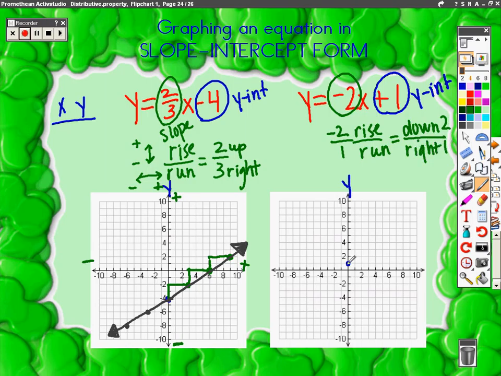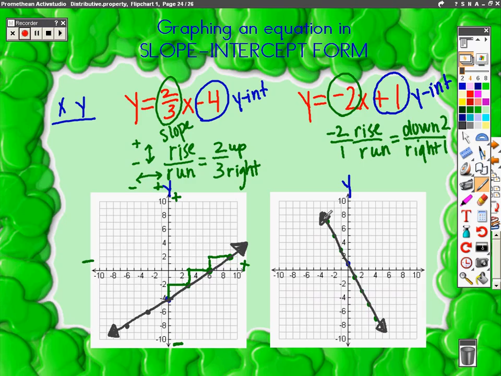So from my y-intercept, I go down 2 and to the right 1, down 2 and to the right 1, and so on. If I wanted to go the other way, I would go up 2 and to the left 1, up 2 and to the left 1. And then I'm just going to connect my dots and draw arrows on the end.